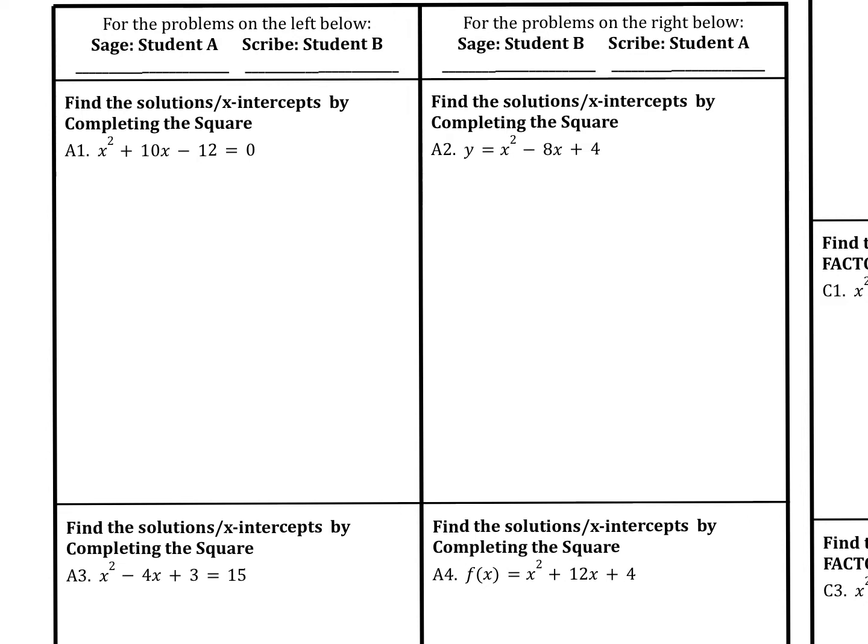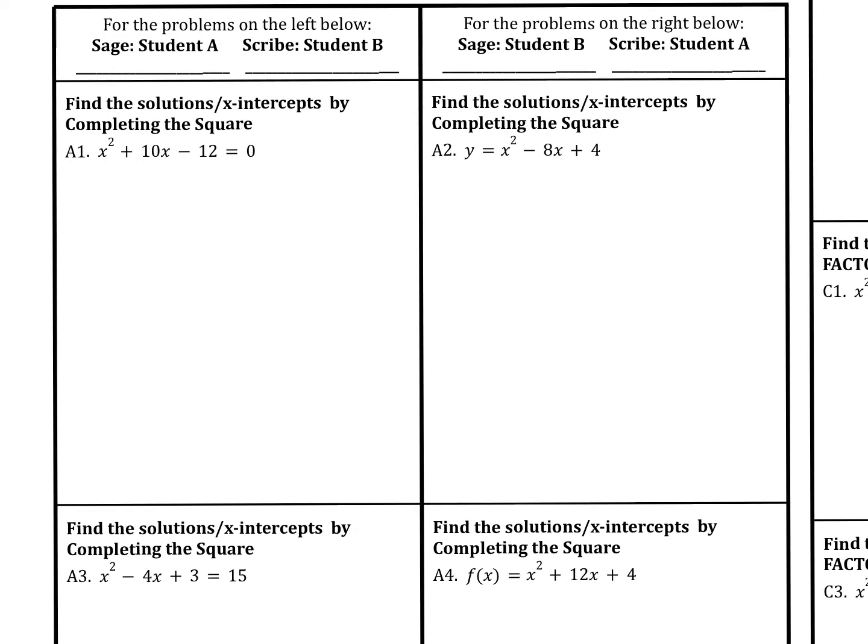A1 is solving by completing the square. For completing the square, you want to have the x term on one side and the constant on the other side. So you're going to add 12 on both sides. What you got here is x squared plus 10x equals 12. You're going to add to both sides the number that is half of 10. Half of 10 is 5. So 10 over 2 equals 5.